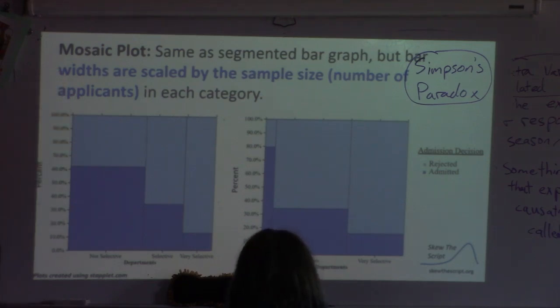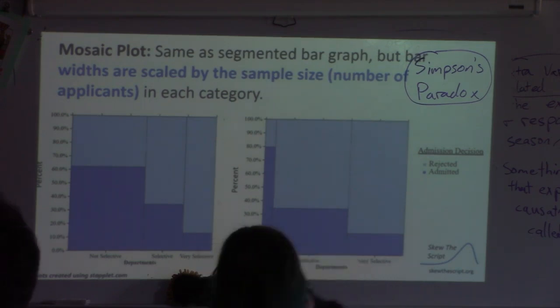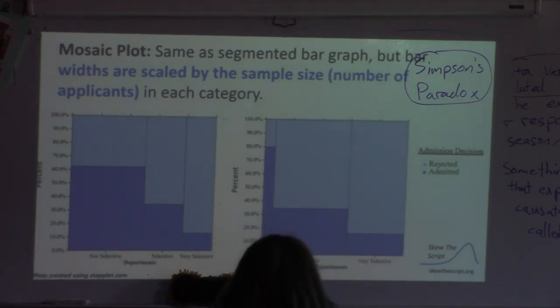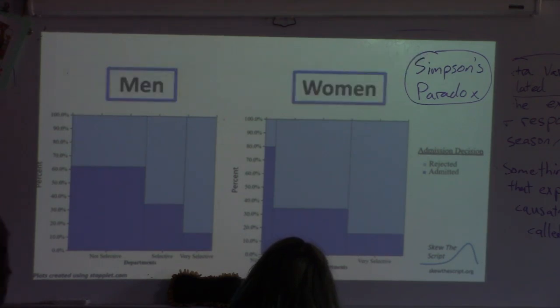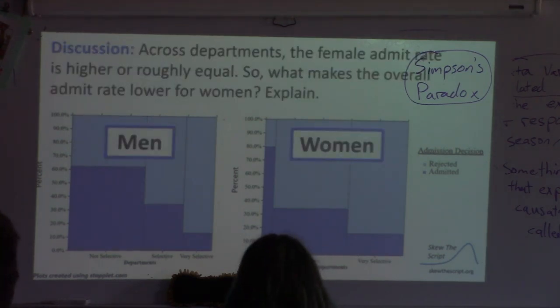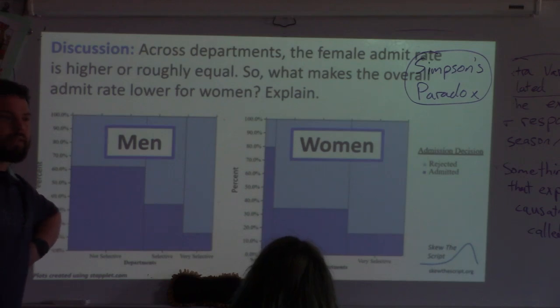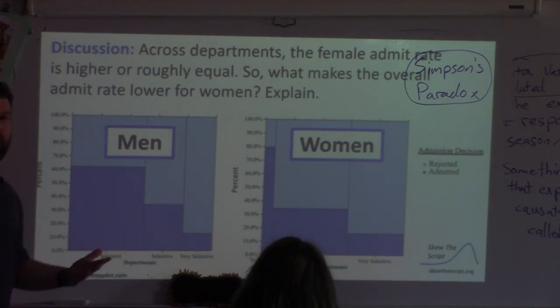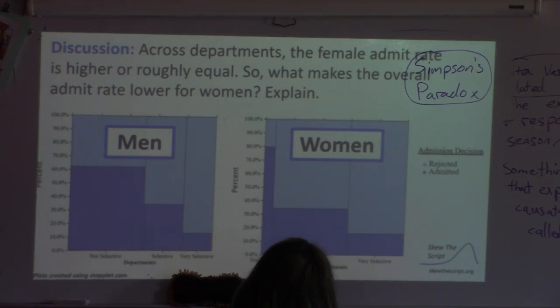So again, mosaic plots. Did y'all come up with any questions? No, we good? Okay. So there's the men versus women. And it's exactly what Serena noticed from the beginning, right? Why was the admittance rate for women lower? Not because they weren't accepted at as high of a rate, they just applied to more difficult departments.